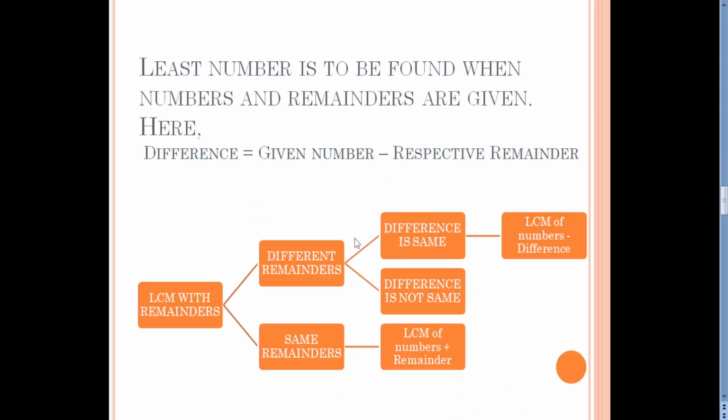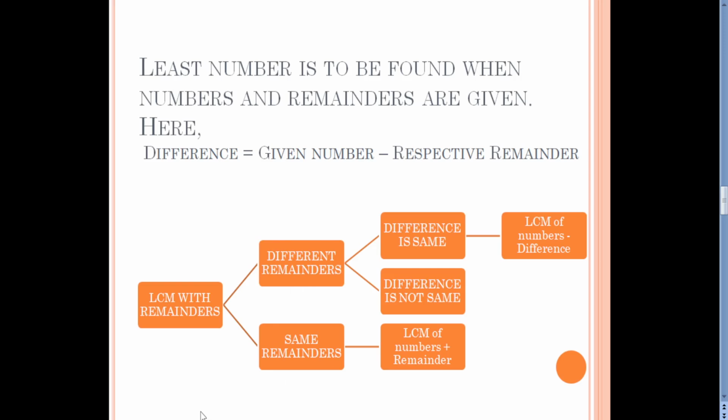Now we are going to understand what LCM with remainders is. Usually, the given numbers can divide the LCM without any remainder. But here in the exams we are asked to find the least number which, when divided by the given numbers, leaves a remainder. Here usually there are two cases. One is the same remainder and the other one is different remainders.